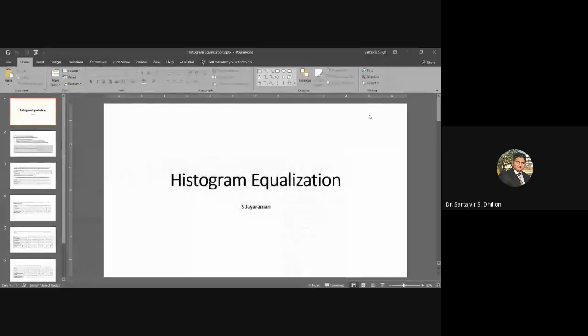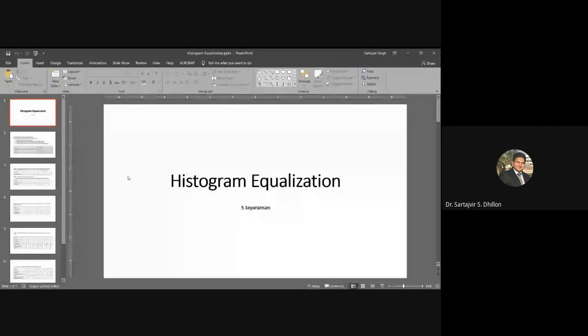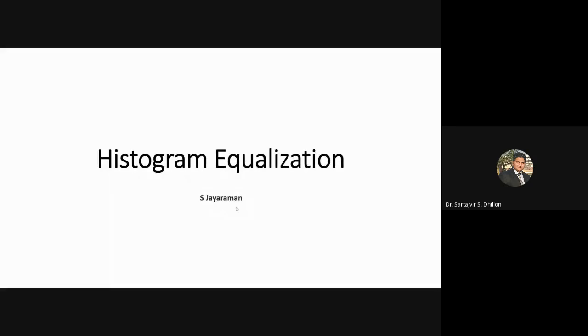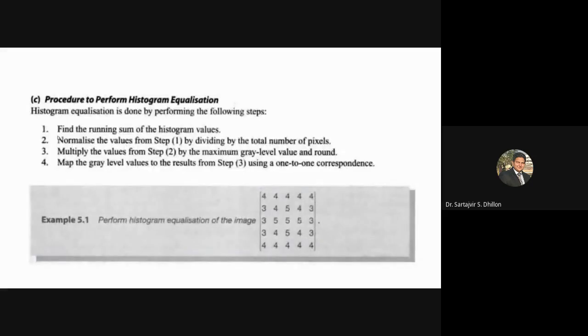Okay, fine. I will start with an example of histogram equalization, and this example is very important. We use histogram equalization to enhance the details, or to equalize the different gray levels that exist within that particular image.